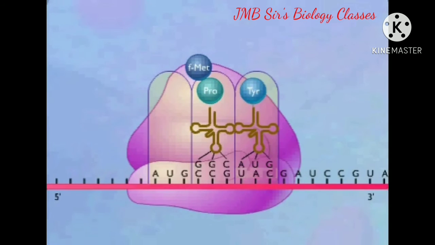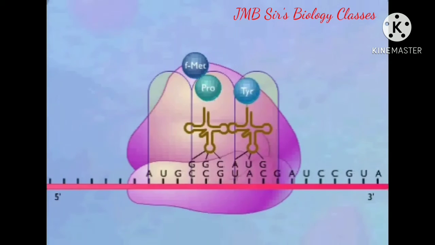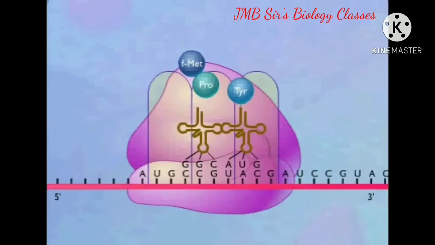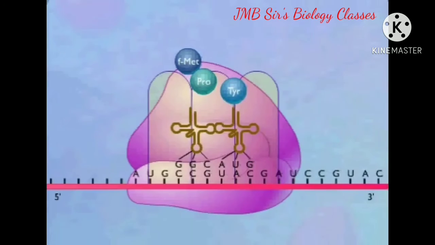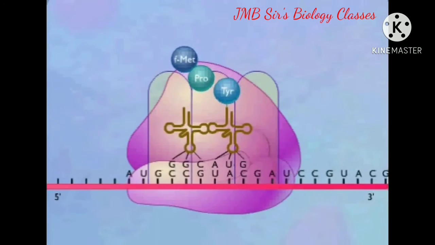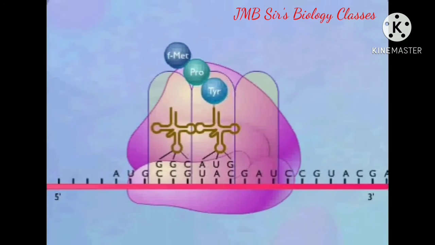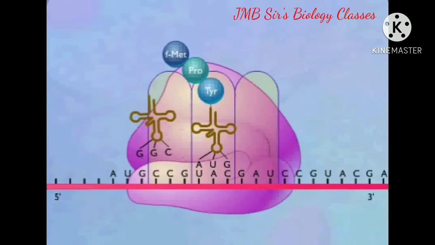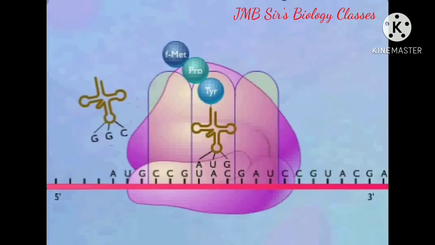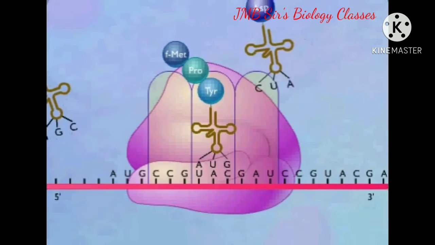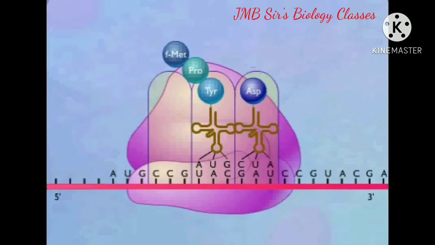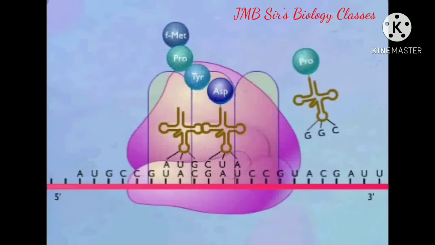The ribosome shifts down by a distance of 1 codon. As the shift occurs, the 2 amino acids on the transfer RNA in the P site are transferred to the new amino acid, and the 2nd transfer RNA is released from the E site. The ribosome continues to move along the messenger RNA, and new amino acids are added to the growing polypeptide chain.